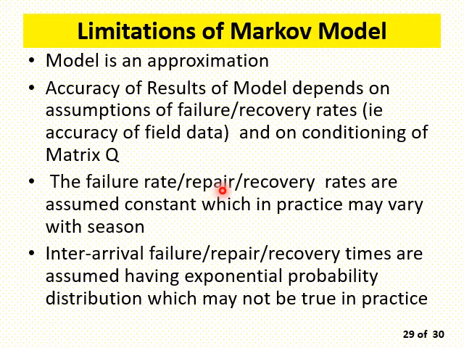We are assuming that the failure rate and repair rate are constant, which in practice may vary with season. In the rainy season, failure rates may be more. Inter-arrival, failure, repair and recovery rates are assumed to have exponential distribution, which may not be true in practice. The failure rate may not be constant, so the exponential probability distribution may not be applicable. In this way, these are some of the limitations of Markov.